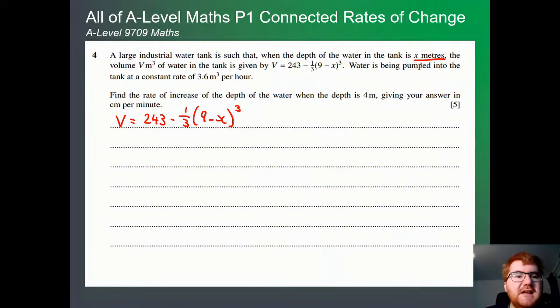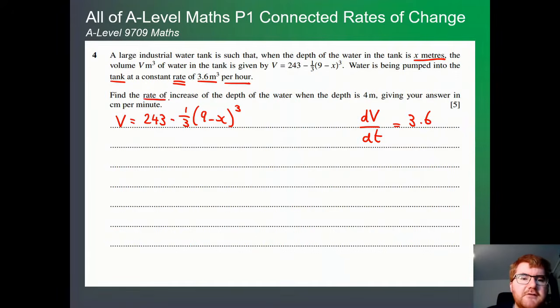Water is being pumped into the tank at a constant rate, magic word, constant rate, of 3.6 cubic meters per hour. So that means then the volume with respect to time here, that's going to equal 3.6. So I'm just writing down the key information.